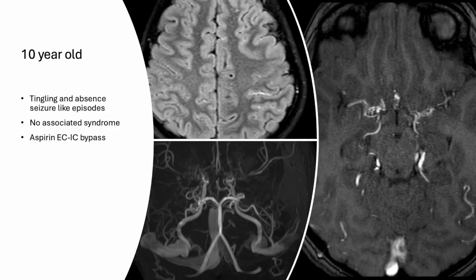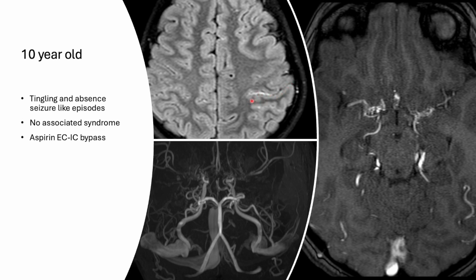Moving on to case 2. So this is a 10-year-old with tingling and absent seizure-like episodes, no associated syndrome at the time of presentation, and as you can see here, they have quite classical features of moyamoya arteriopathy.